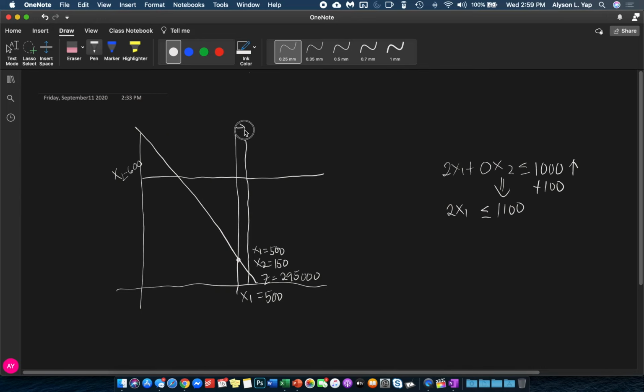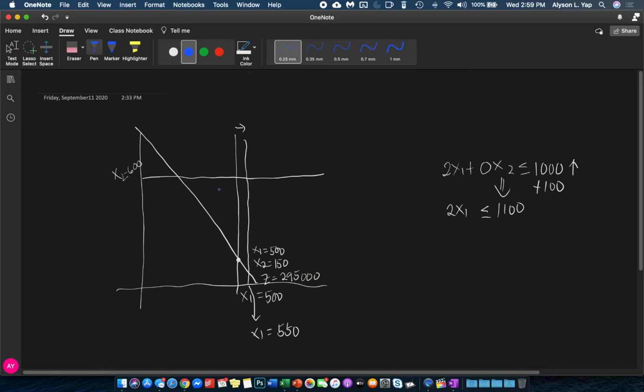Okay, how do I know that this will shift to this line? Because this point is x1 equals 550, and as you can see, that is the x1 intercept of this constraint, no? So if you divide everything by 2, you get x1 less than or equal to 1100. And because this line shifted to this line, then your original optimal solution actually moved.